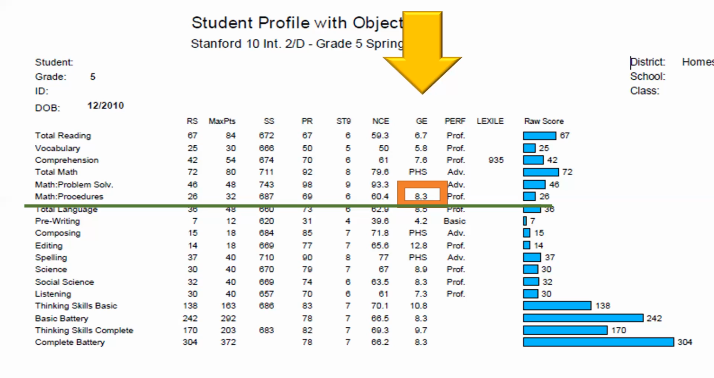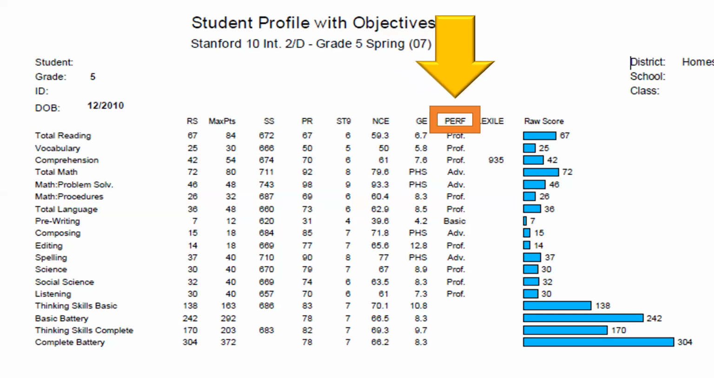PHS stands for post-high school. You see PHS listed under grade equivalent for total math. PERF stands for performance. The performance options are less than basic, basic, proficient, or advanced. This gives you an overall idea of how your student is doing in each of the subtest areas.